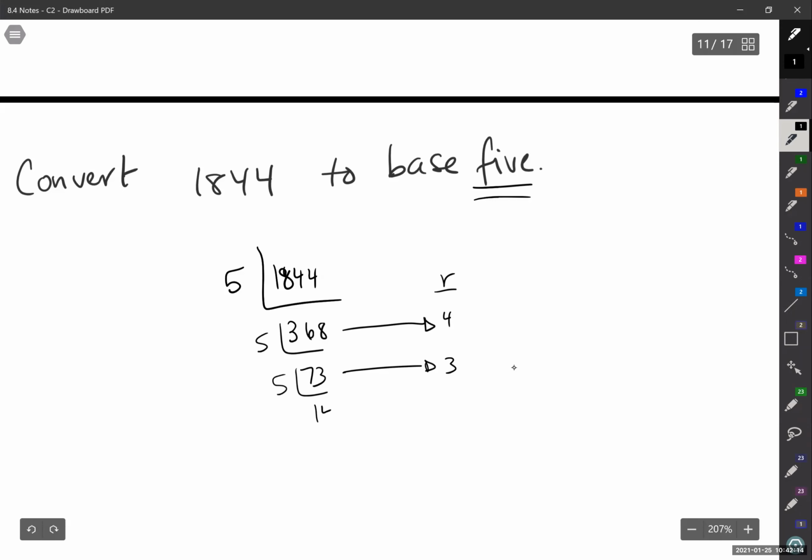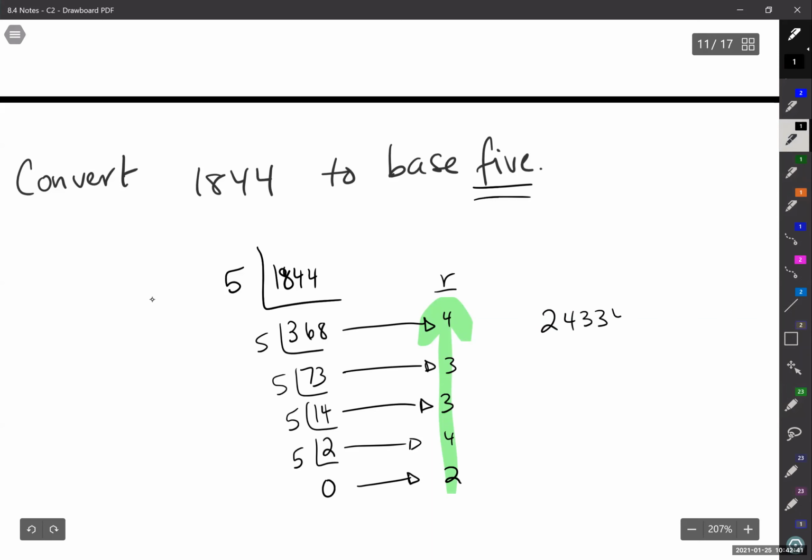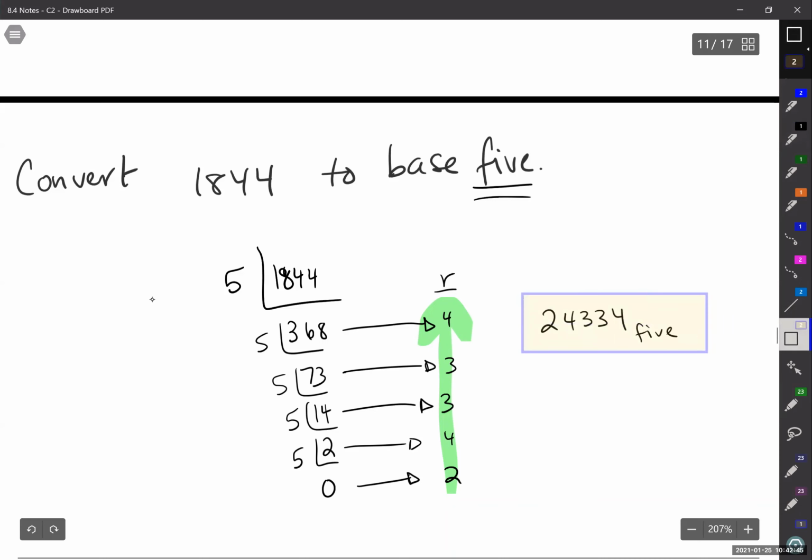73 divided by 5 gives us 14.6. So 5 times 14 gets us to 70. So we've got another remainder of 3. Now here, did y'all get 2 times? Good, remainder 4. And then at this point, 5 does not go into 2 at all, so that's a 0. And we'd have a remainder 2. So finishing this up, we would get 2, 4, 3, 3, 4 in base 5 is how we could represent 1844 in base 10.